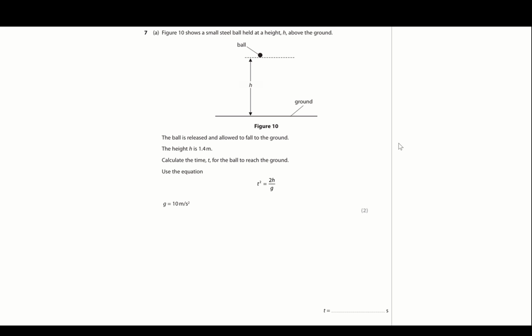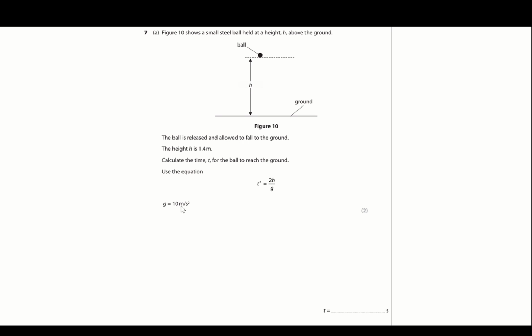Okay, question 7. It looks like a nasty question, but it's actually a lot easier than it looks. Figure 10 shows a small steel ball held at height h. It's released. This height is 1.4 meters. Calculate the time for the ball to reach the ground.